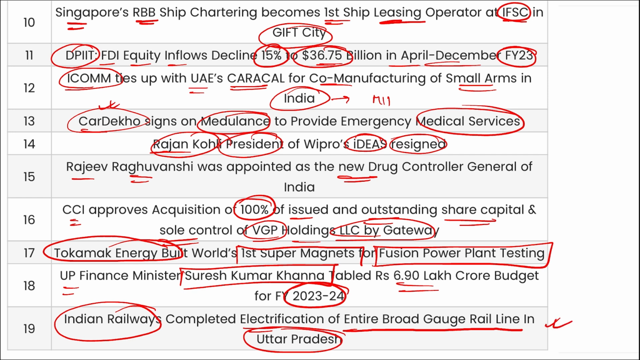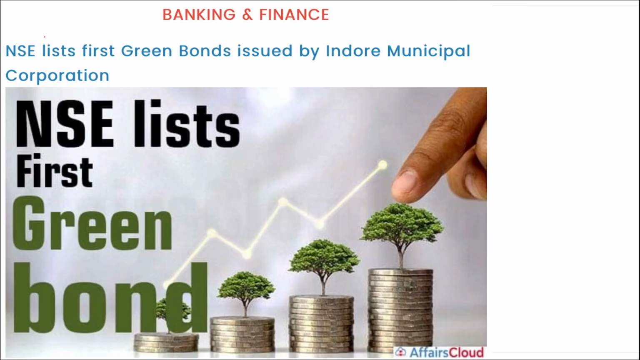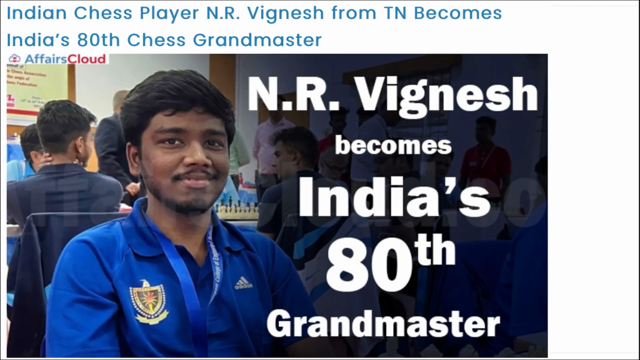So these were your important current affairs for today. Now let's move to the revision part. First is NSE has listed green bonds issued by Indore Municipal Corporation, and it is the first time that were listed by NSE. Next, who became the 80th chess grandmaster of India? He will be NR Vignesh. He is from Tamil Nadu.